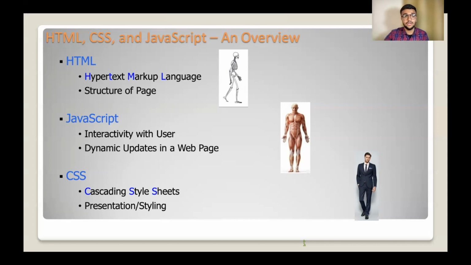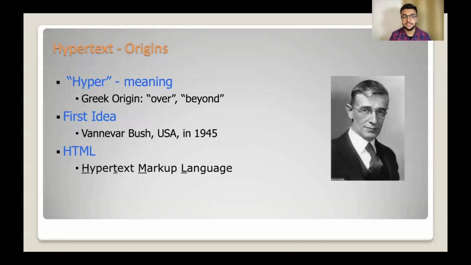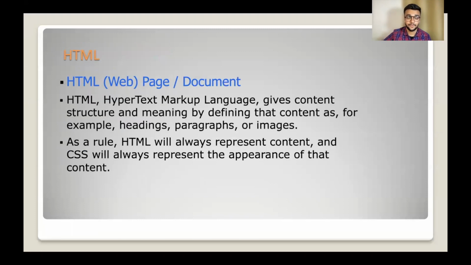Now we will learn about HTML, CSS, and JavaScript in detail. So HTML, the full form of HTML is Hypertext Markup Language. The meaning of hyper in Greek origin is over and beyond. The first idea of HTML was given by Vannevar Bush of the US in 1945. HTML gives content a structure and meaning by defining the content, for example, giving headings, paragraphs, or images. As a rule, HTML will always represent content and CSS will always represent the appearance of the content.